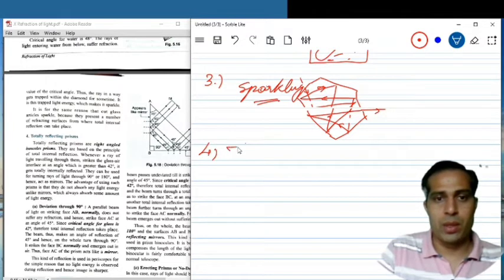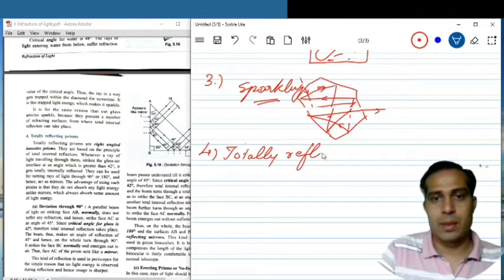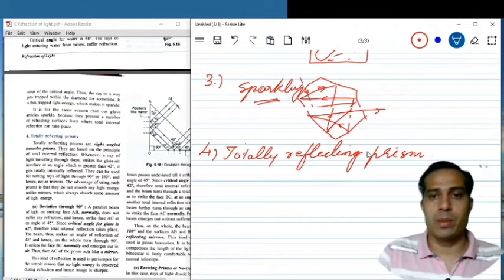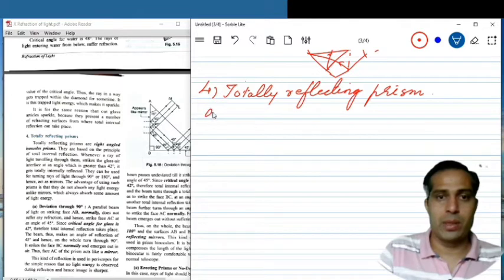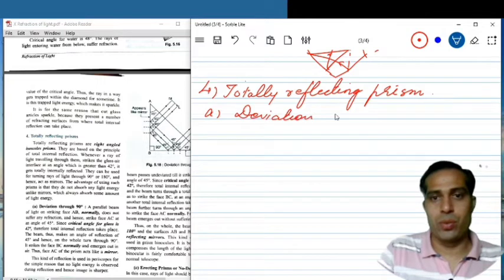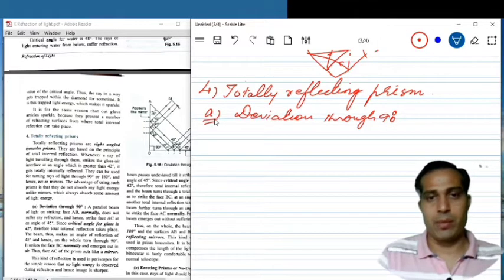Fourth case, we have totally reflecting prisms. So we have three types of prisms actually in this case. That is, three kinds of deviation take place in the total reflection prism. First, part A, is deviation through 90 degrees. So very first we are going to discuss the deviation through 90 degrees.